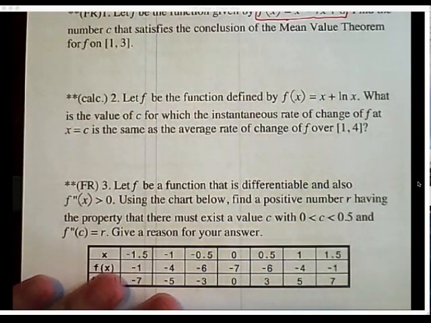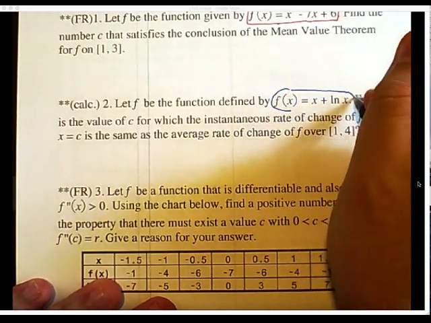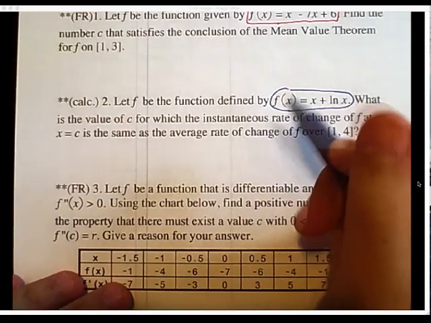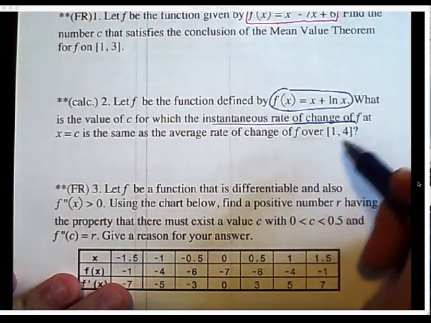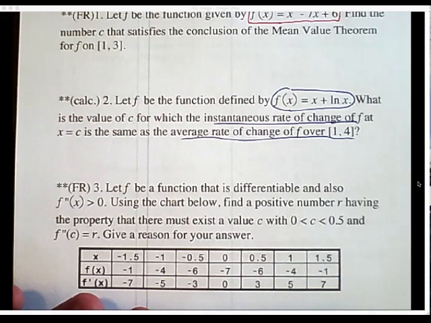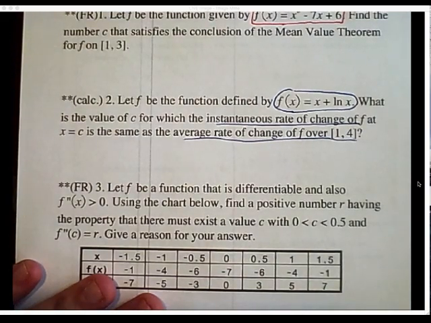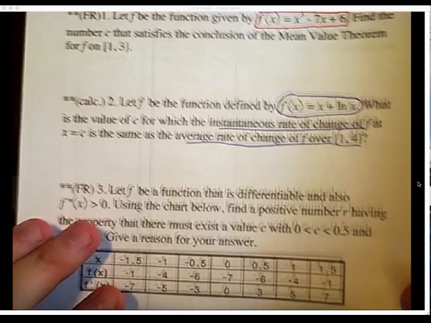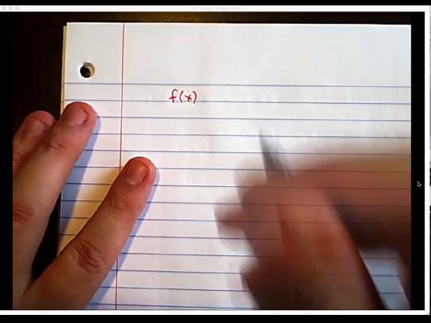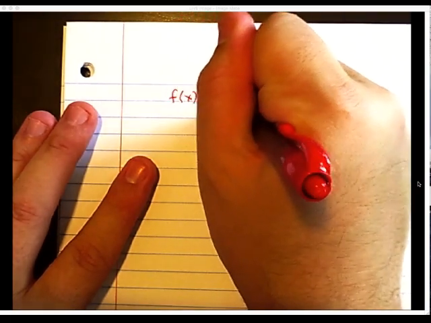Let's look at the next question. Number 2 says: let f be the function defined by this. What is the value of c for which the instantaneous rate of change, so this is the slope of the tangent line, is the same as the average rate of change over the interval 1 to 4? Alright, so f of x here is x plus ln of x.